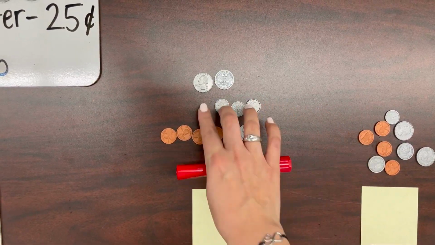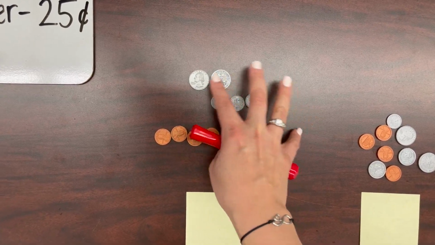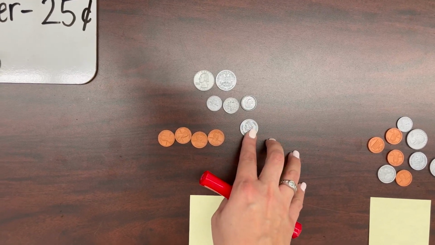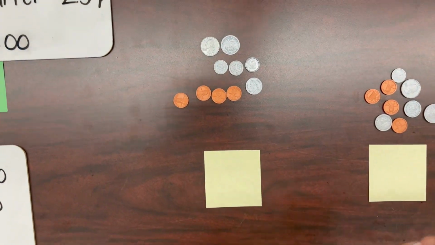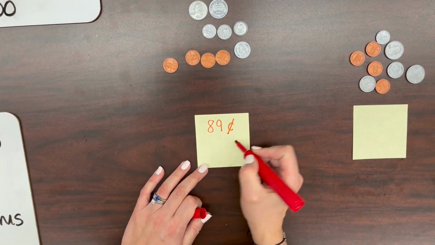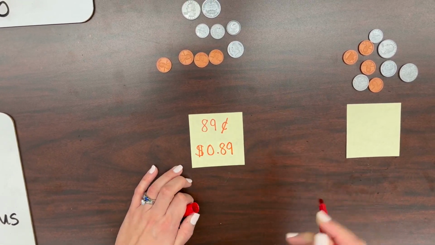So when I'm counting quarters, I have 25, 50. Then I'm going to count by tens with my dimes here. So I have 50, 60, 70, 80. Plus 5, my nickel's worth 5 cents, 85, 86, 87, 88, 89. So when I'm practicing writing the signs, I would write 89 cents this way or 89 cents this way.